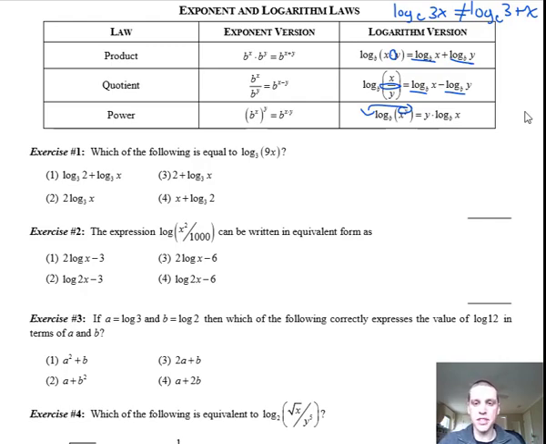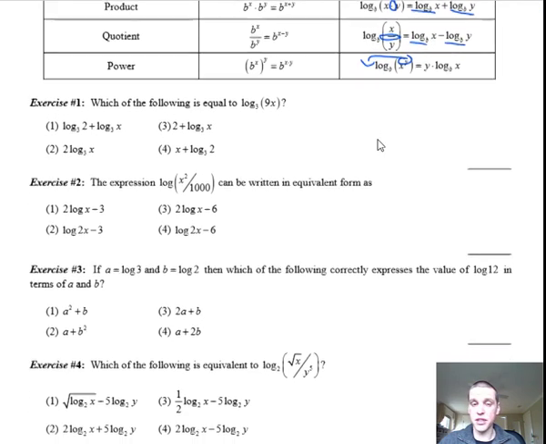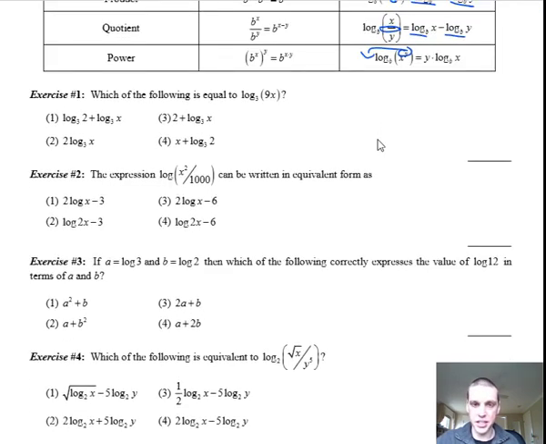So let's look at a couple examples here. Today is only 2 pages worth of notes, so that's better than yesterday's or the previous lessons of 4 pages. So let's look at this: log base 3 of 9 times x. It's multiplication, so we know we're going to rewrite that as log base 3 of 9 plus, because it's multiplication, log base 3 of x.